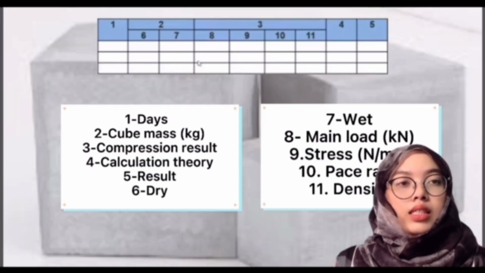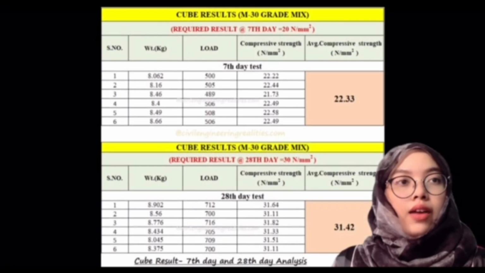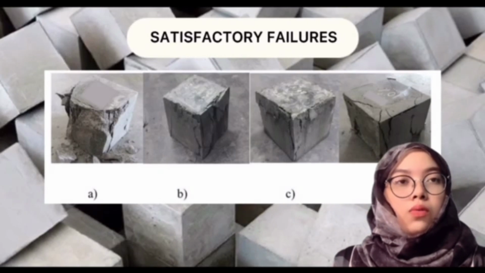Next, this is an example of a table that has been filled in with the data of compression results for 7 days and 28 days. Then, we go through the failure of cubes. Okay, this failure is called a satisfactory failure because it maintains the original shape and the cracking that occurs is not excessive and is according to the required standard.